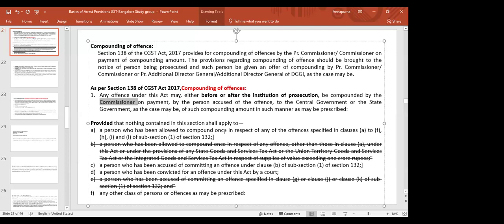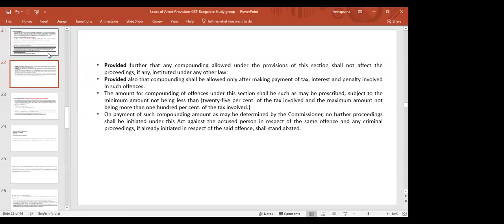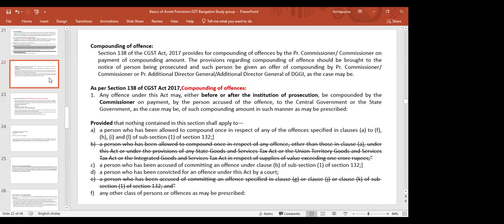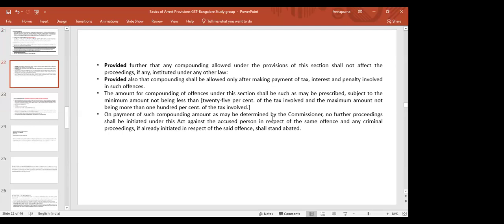So whenever, in case they have opted for compounding, then the quantification is given in that. There's an amendment also in 2023. I think most of you are aware. They have reduced the quantum of that, and it will be 25% to 100%. And the second is, one more here is they are saying that compounding allowed shall not affect the proceeding if any instituted under any other law. So this is also they have made clear, sir, and it is also allowed only after payment of tax, interest, and penalty. And they can even withdraw also. Tomorrow, if they find that this is with an intention to evade, they can withdraw their compounding.